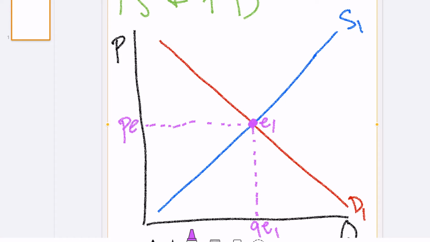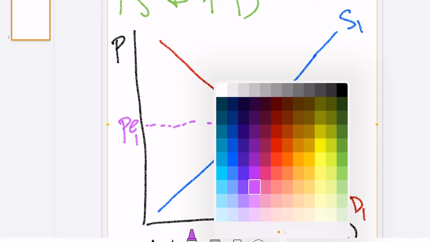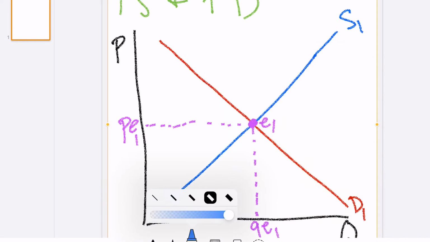And like I've already said, we're going to increase both supply and demand. And if you'll remember from yesterday, an increase is always a shift to the right. So we're shifting both supply and demand to the right. And this is where it's really important because we're shifting both of them at the same time. There's not going to be an E2 and an E3. There's only going to be a new E2.